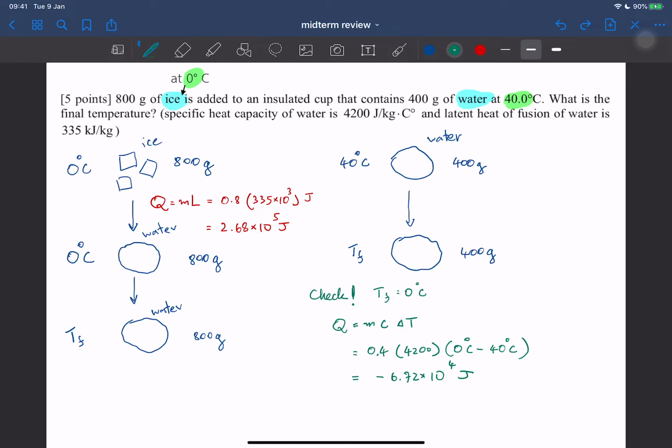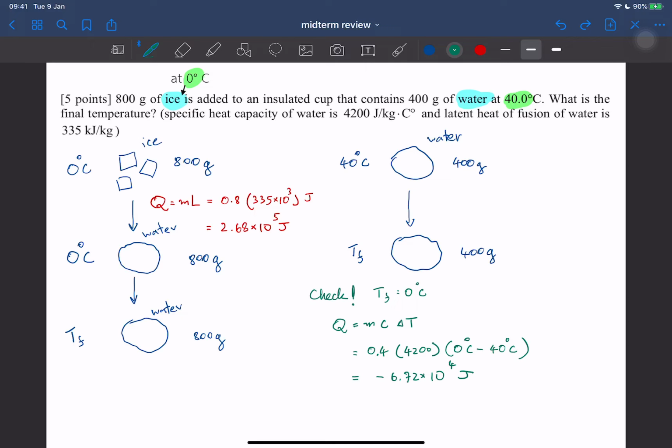Delta is always final temperature minus the initial temperature. So that's why you get the minus sign. If you know what you're doing, you can flip it around, but that's going to be very risky. So delta of anything is always final value minus the initial value. The initial value is 40, and final is 0 degrees Celsius here. So we get a minus sign here.